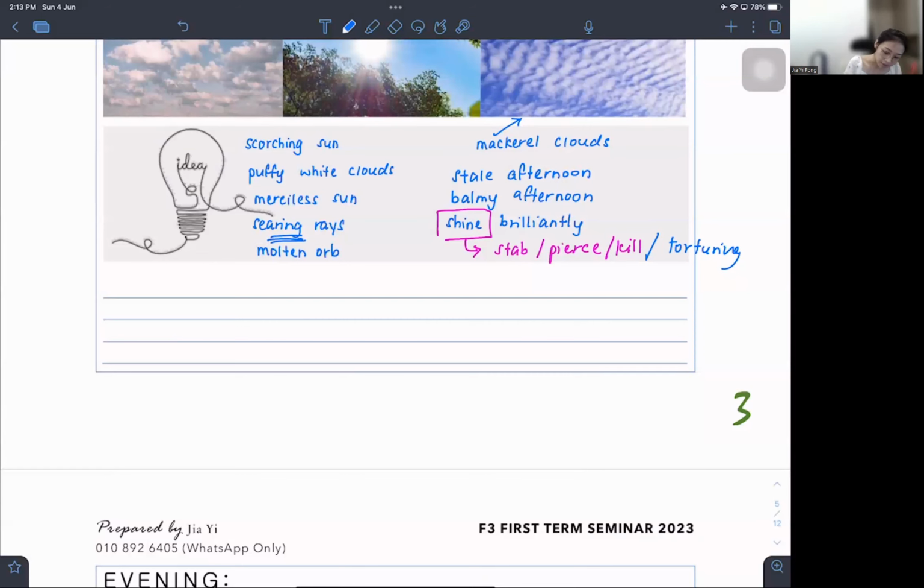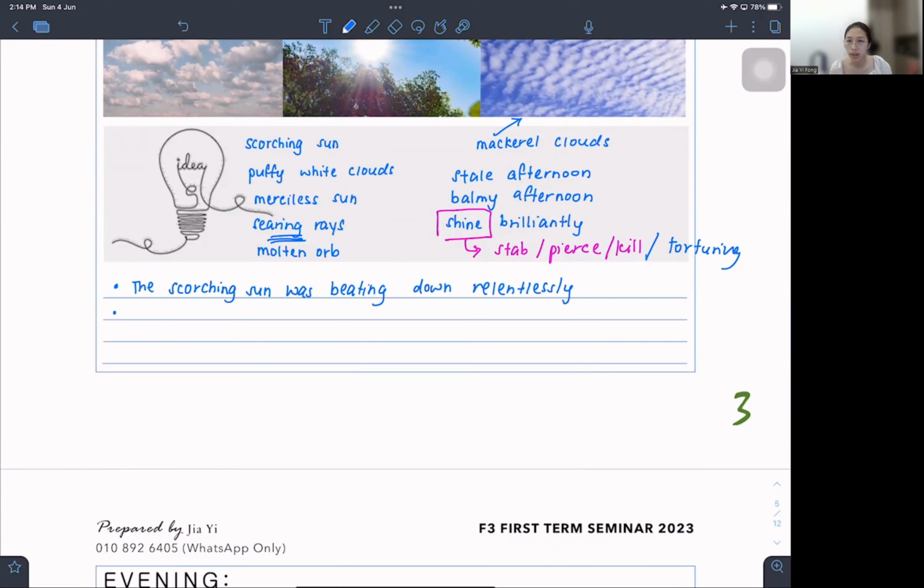Okay, so the first method. Let's say my question requires me to walk home from school. Again, I walk home from school. Then I can start off the sentence with: the scorching sun was beating down relentlessly. Method 1.